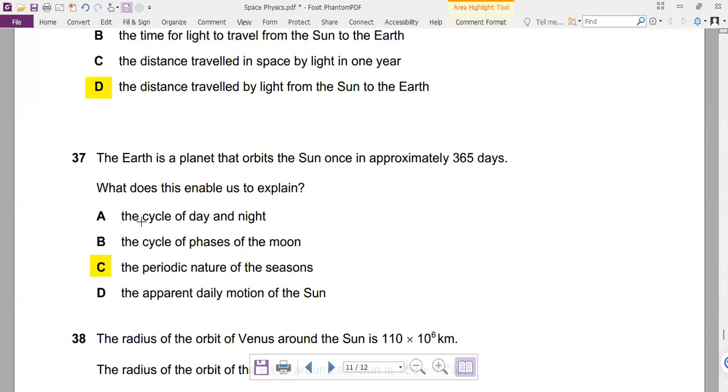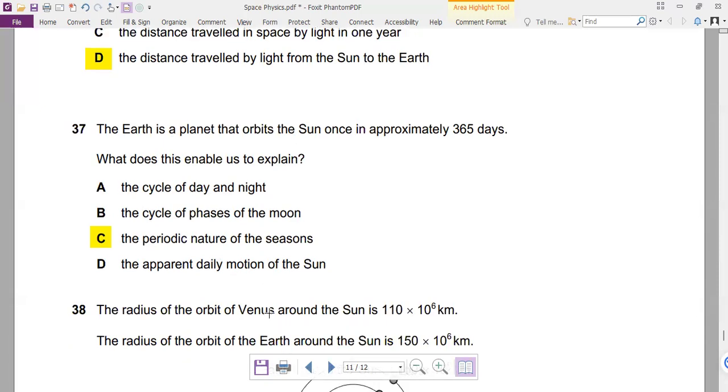Why are A, B, and D wrong? Well, it doesn't tell the day and night because day and night are due to Earth's own spinning, and the cycle of phases of the moon is due to the moon orbiting around Earth. The daily motion of the Sun has nothing to do with Earth's 365 days.